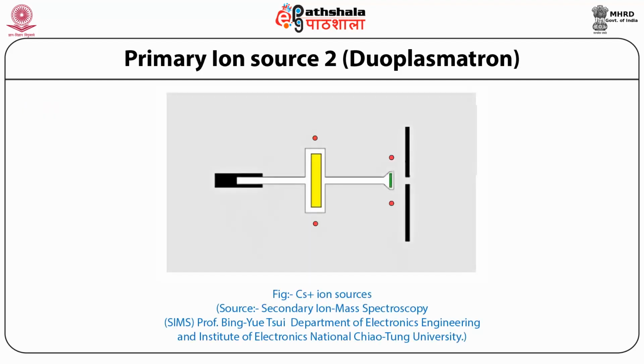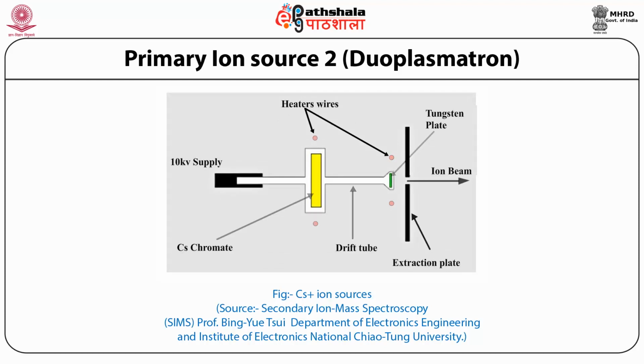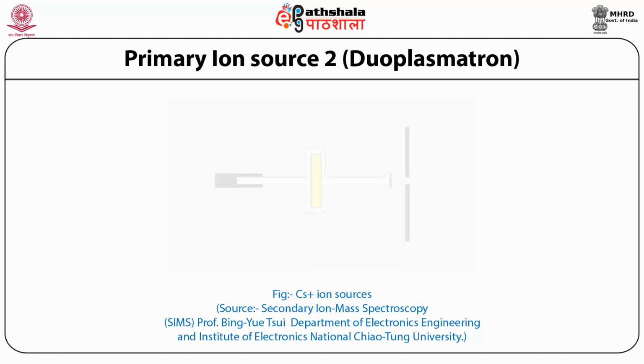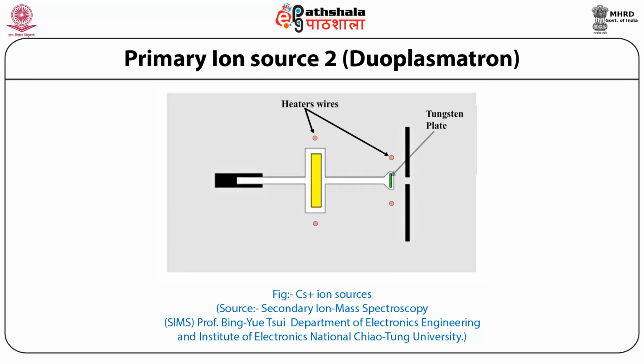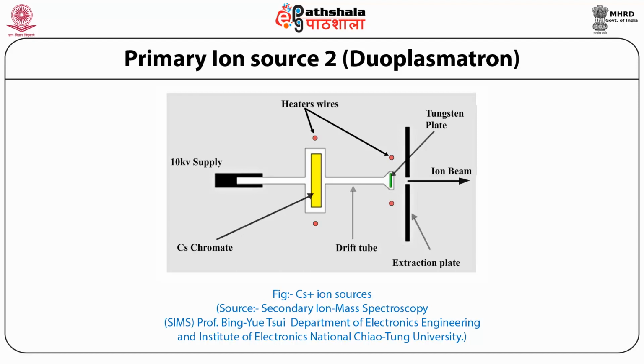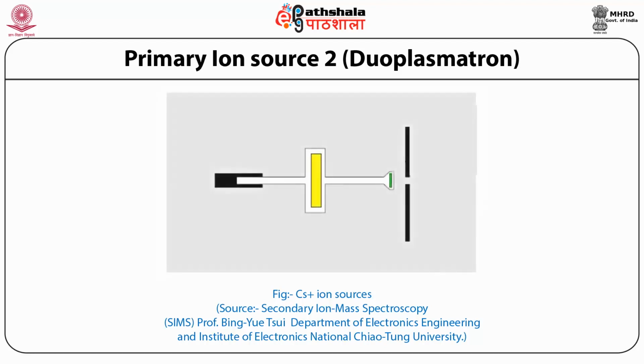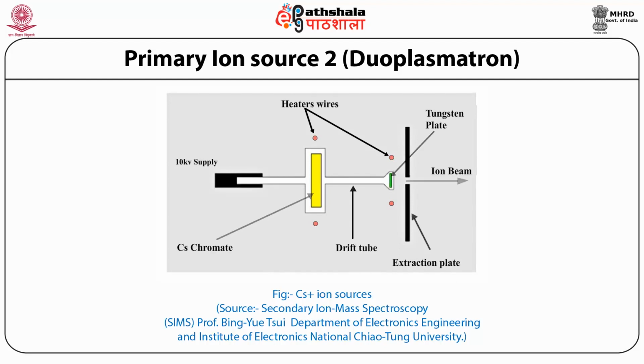This gives the flow diagram of the cesium ion source. Here what we have is a 10 kV supply, through which the cesium vapor is produced by the heating of a solid cesium compound. Through this drift tube, cesium vapor is passed and further strikes the tungsten plate where it is ionized. Next we have the extraction tube. Here heater wires are shown as marked by the red color, and finally an ion beam moves out.